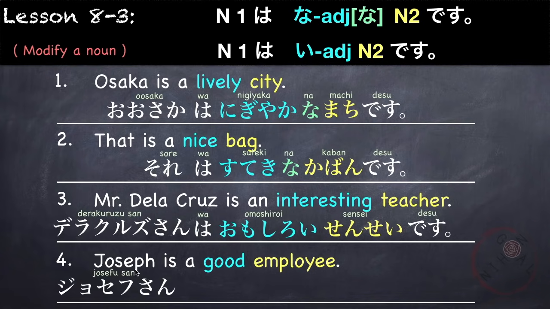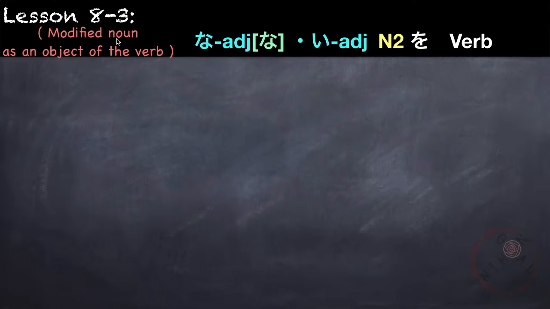Next example, Joseph is a good employee. Joseph is Joseph-san. Joseph-san wa good is いい. Employee is 社員. And then followed by です. Joseph-san wa いい社員です. You can also use modified nouns as an object of the verb or as the receiver of the action.